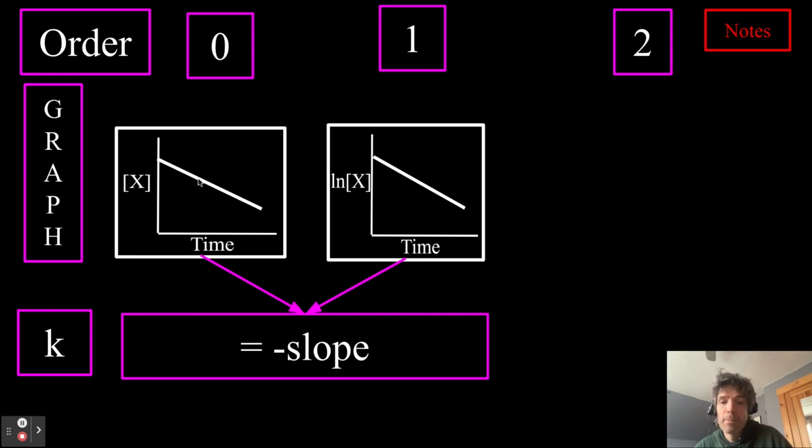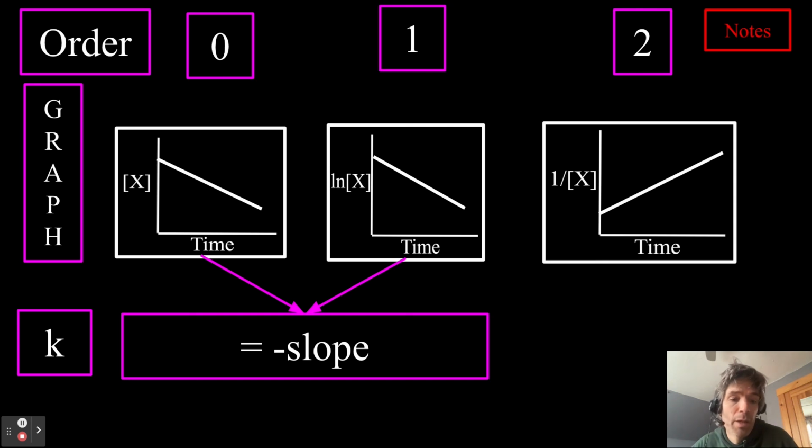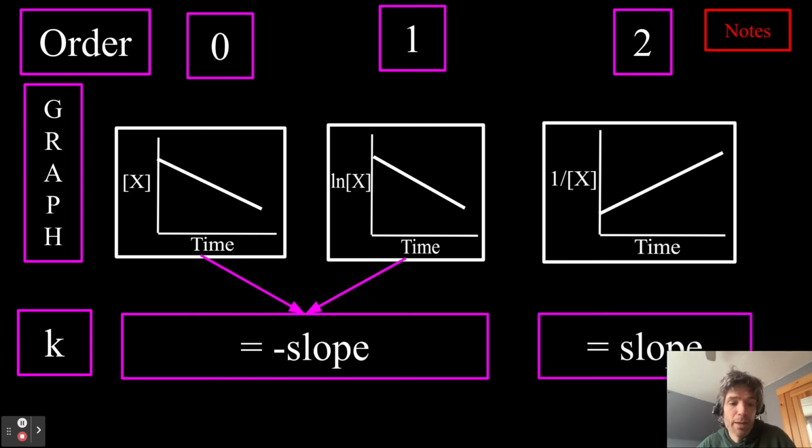The k value is just the negative of whatever the slope is, and I make it a positive number. Now, if it's second order, the linear graph is the inverse. All right, and the k value is just the slope.